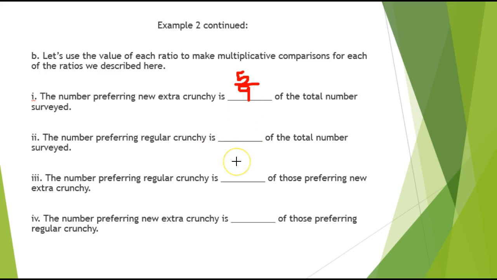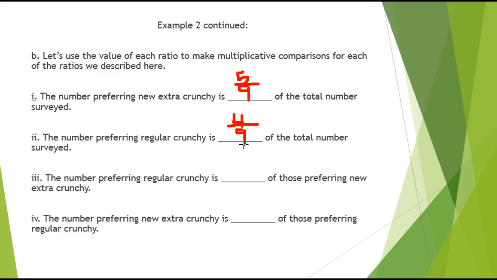Looking at number 2, the number preferring regular crunchy is blank of the total number surveyed. So if I have 5 with extra crunchy, that would leave me with 4 for regular out of 9. So I'd have 4/9 for regular crunchy is 4/9 of the total number surveyed.